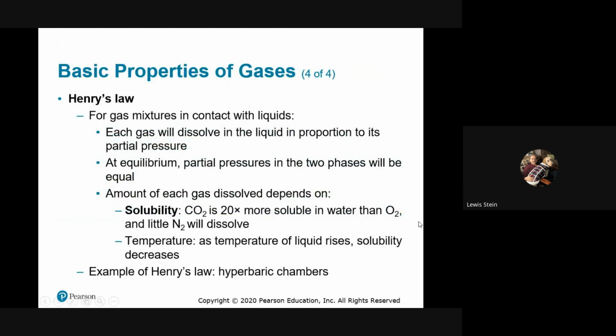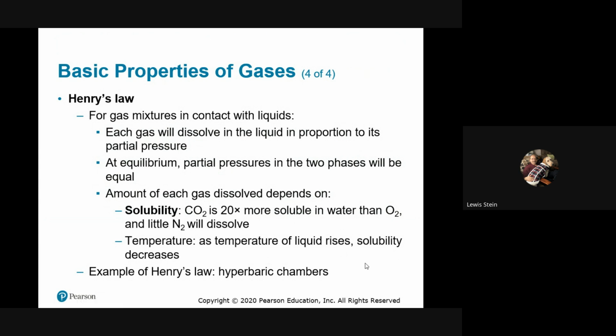So here's with gases and liquids. Each gas dissolves in the liquid. That's what I was just talking about. The amount of gas dissolved depends on its solubility. Carbon dioxide is 20 times more soluble in water than oxygen, and little of the nitrogen, other than when you're at big pressures, will dissolve. As the temperature of a liquid rises, solubility decreases.